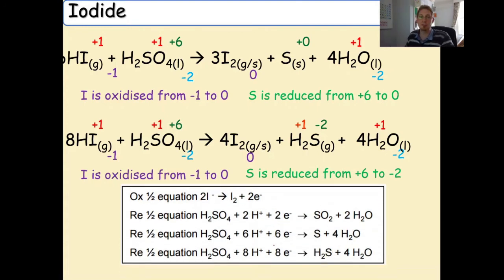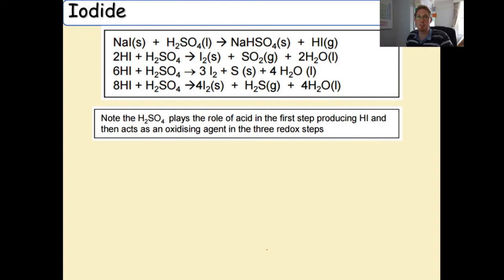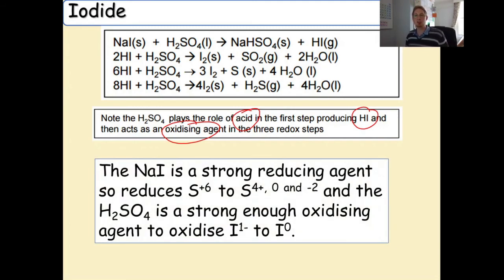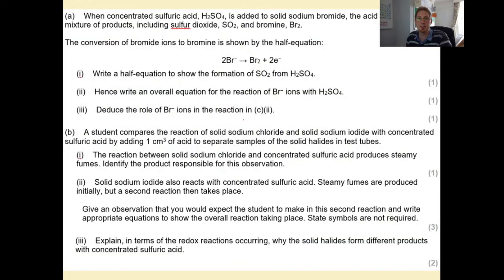Again, the oxidation and reduction half equations. Note that the sulfuric acid plays the role of acid in the first step, producing hydrogen iodide, and then it acts as an oxidizing agent in the next 3 steps. Why can it do this? It's not that the sulfuric acid is any stronger an oxidizing agent, it's that the iodide is a much stronger reducing agent. It can reduce sulfur all the way down to -2, and the sulfuric acid can oxidize the iodine.